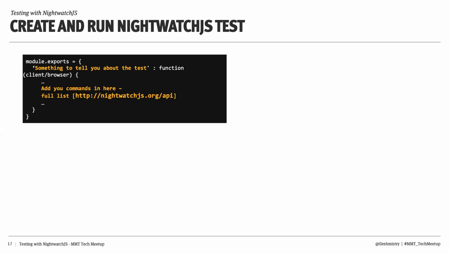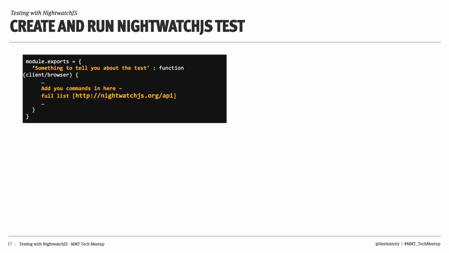The general structure of these tests looks like this. They'll have something like module.exports, and then within the curly braces, you tend to say, okay, what are you trying to do? That bit of text that tells you about the test is really just anything. You could put any set of characters in there. It's more of an instruction or description of that test itself.